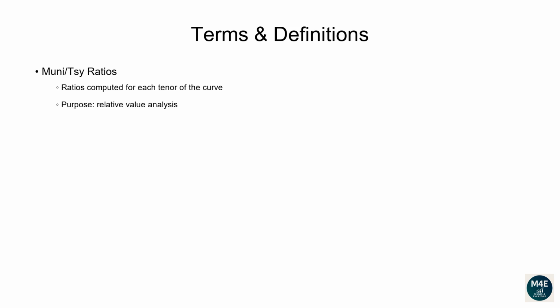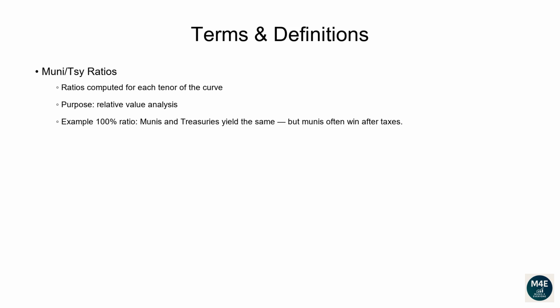Why do we compute ratios? They are one way portfolio managers and traders use to measure the relative value between municipal bonds and Treasuries. Treasuries are the risk-free benchmark, backed by the US government. Munis are obligations issued mostly by states and cities. Therefore, professionals want to know, am I getting enough extra yield in Munis compared to risk-free Treasuries?